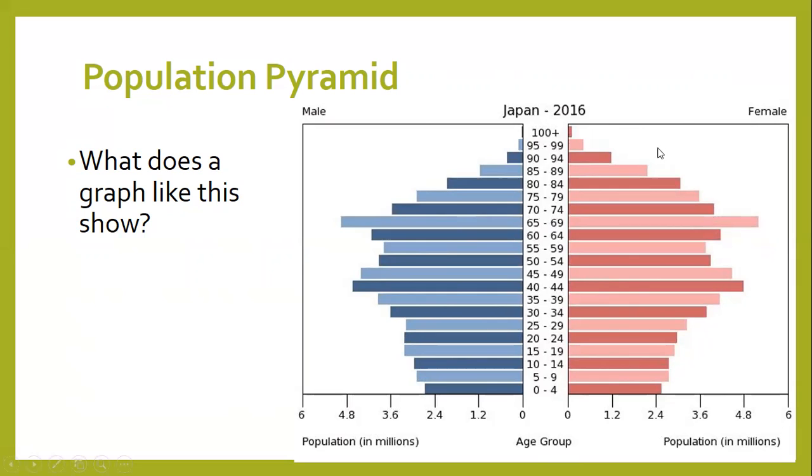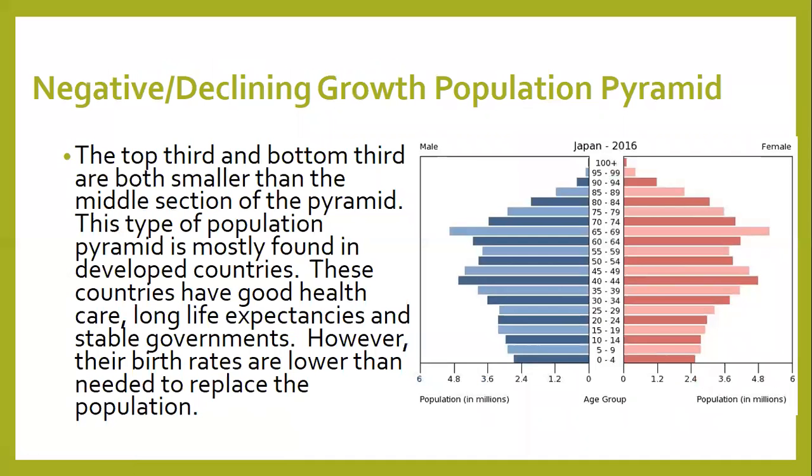Also, look at Japan's upper population. Look how many people they have in this 95 to 99 and 90 to 94 area. That's really a lot of people because Japan has one of the longest living ranges in the entire world. The top third and the bottom third are both similar size. This means that the population is shrinking. This is going to be a highly developed country with good health care, long life expectancy, and stable government.